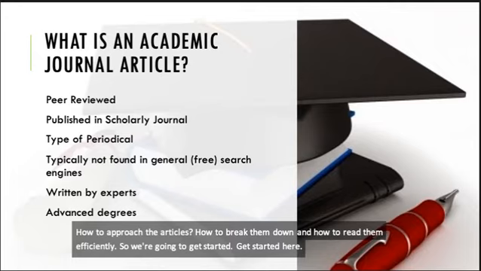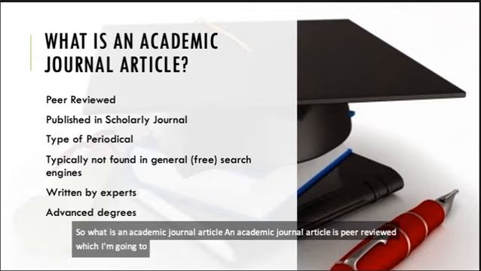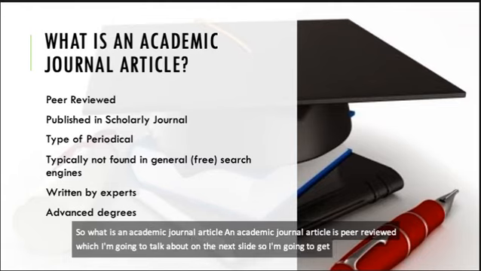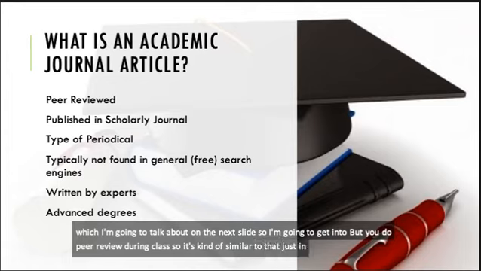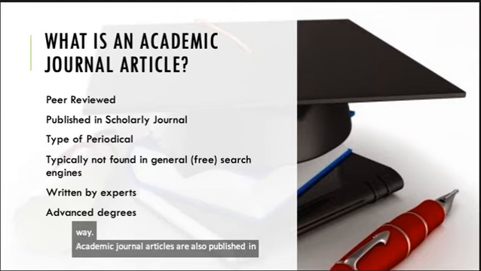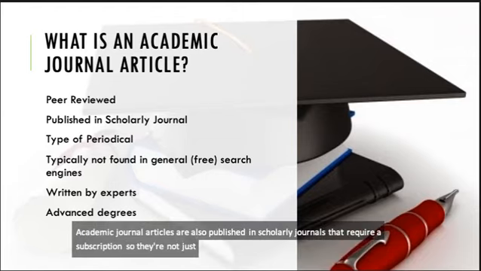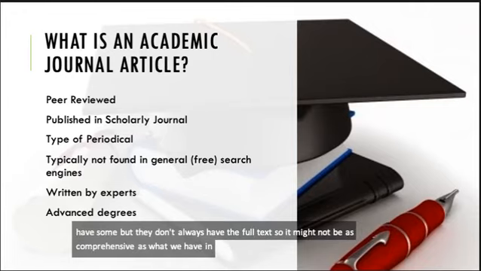So what is an academic journal article? An academic journal article is peer-reviewed, which I'm going to talk about on the next slide. But you do peer review during class, so it's kind of similar to that, just in a more formal way. Academic journal articles are also published in scholarly journals that require a subscription. So they're not just available on Google usually. Google Scholar does have some, but they don't always have the full text. So it might not be as comprehensive as what we have in the library. So they're not typically found in those free search engines.